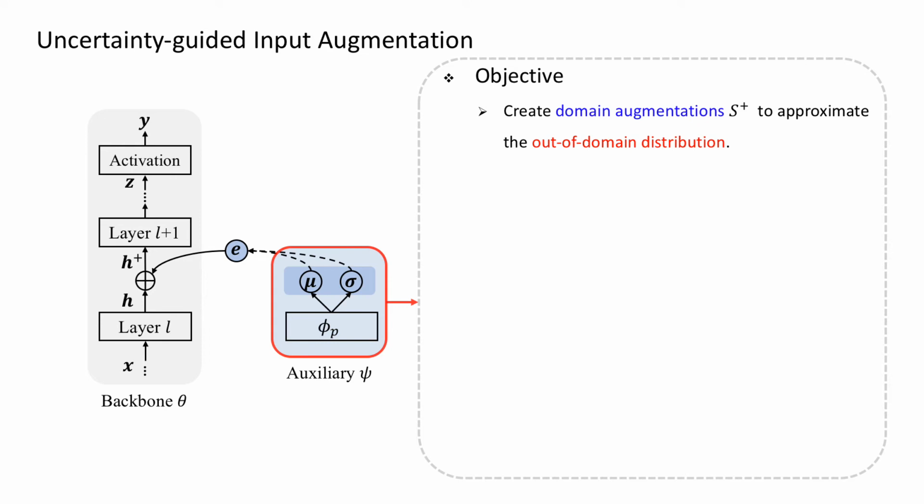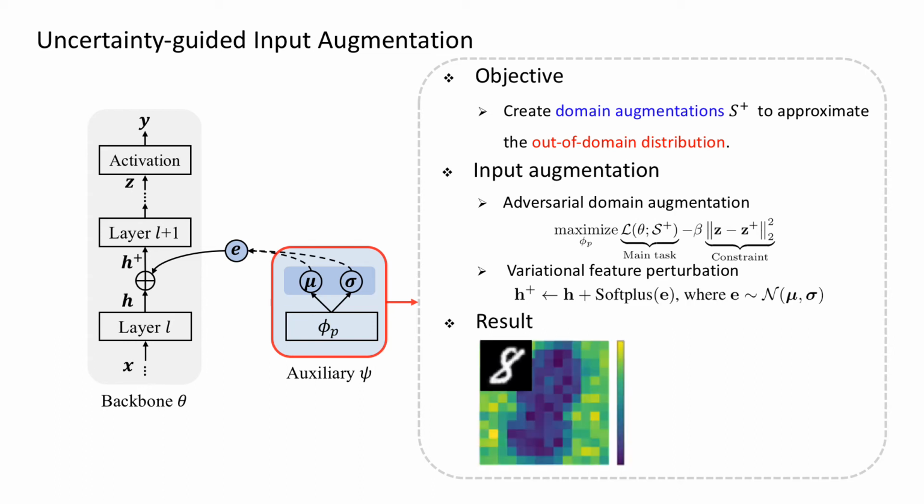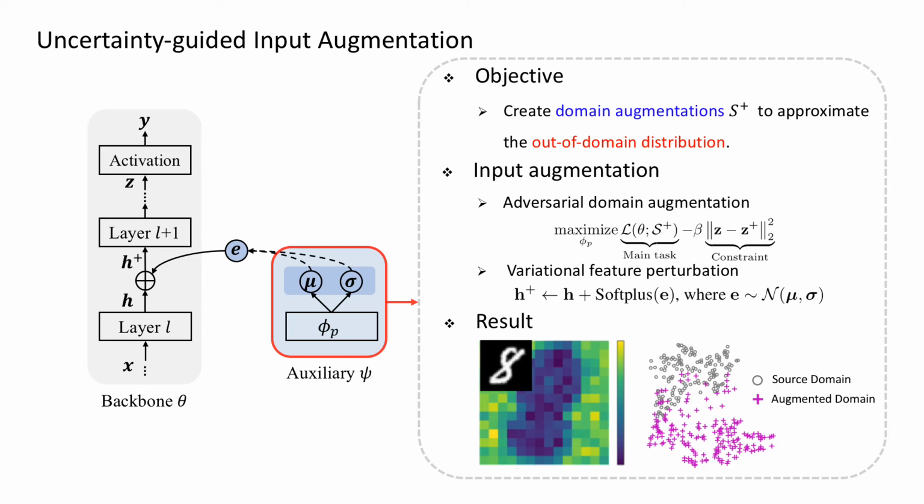First, let's look at the input augmentation. The goal is to create domain augmentations to approximate the out-of-domain distribution. To encourage large domain transportation, we propose to learn phi-p via adversarial domain augmentation. To achieve it, we propose to learn layer-wise feature perturbations E and create H+. Here, we sample E from a multivariate Gaussian distribution, which can be used to easily access the uncertainty. We visualize the features and the embeddings. We can see that feature perturbation can effectively enlarge the domain transportation.